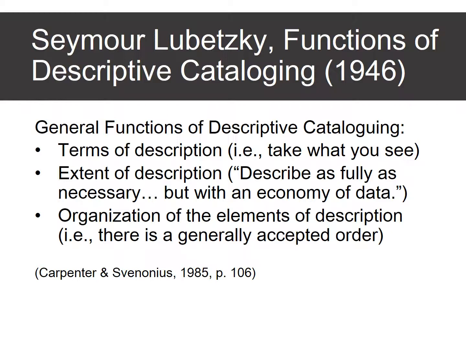Secondly, extent of description was important. Lubetsky stated that catalogers ought to describe as fully as necessary, but with an economy of data. Thirdly, he emphasized the importance of the organization of the elements of description. There is a generally accepted order to the information represented in a catalog record. For instance, title and author information appear before the edition statements, place, publisher, and date of publication, series notes, and supplementary notes.